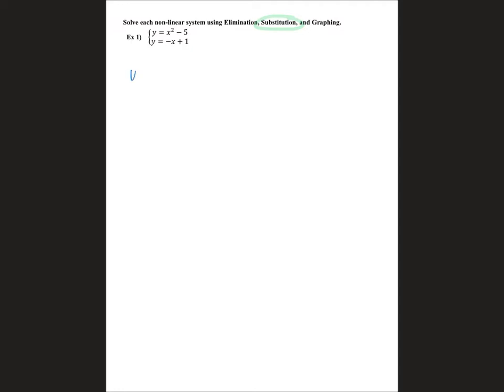So I'm going to have y is equal to x squared minus 5, and then y is equal to negative x plus 1. I am going to take this equation on the left, which is already solved for y, and I'm going to substitute it into my other equation, which means I am going to replace this y value with x squared minus 5.